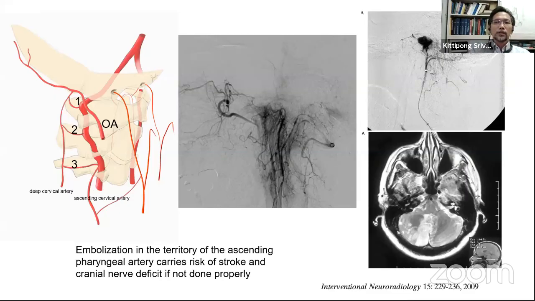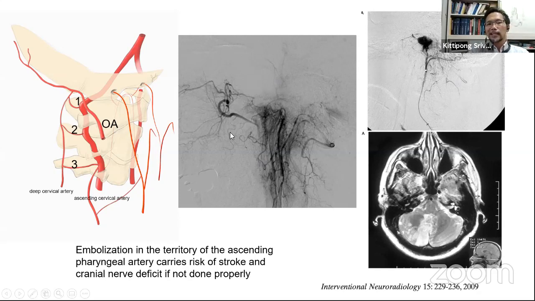You have seen this illustration before. Anything you inject here, there's a possibility to enter the vertebral artery. For the ascending pharyngeal system, through this neuromeningeal trunk, we call this the odontoid arterial arch that connects this one to the vertebral artery, so anything you inject can enter the posterior fossa.